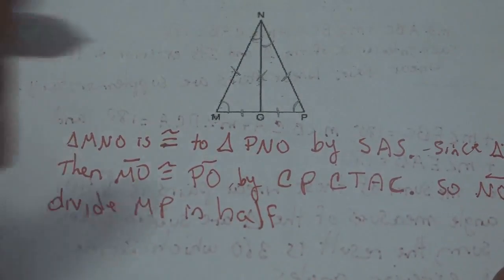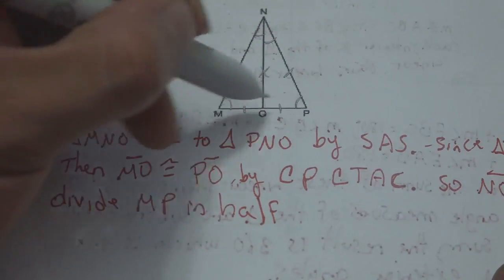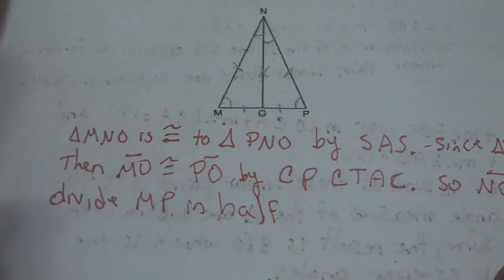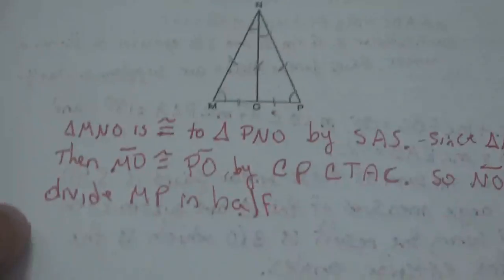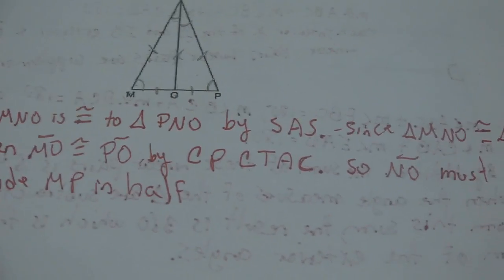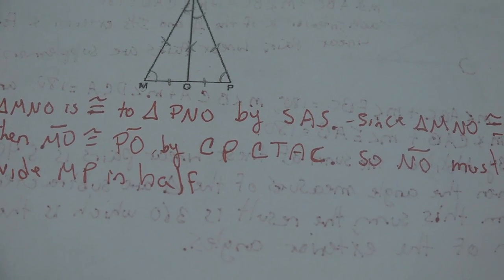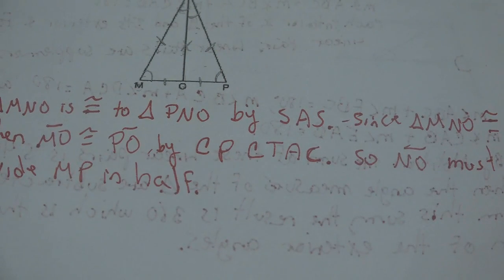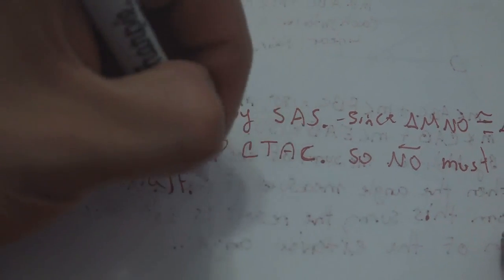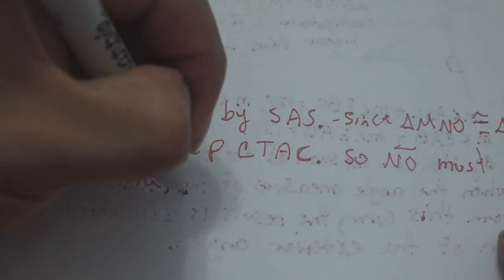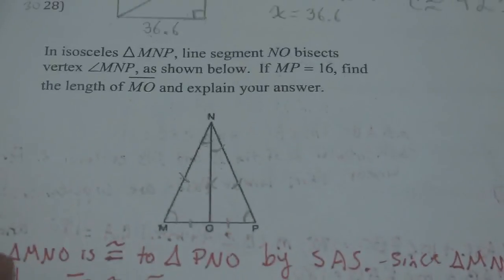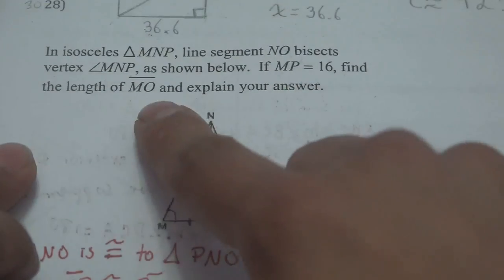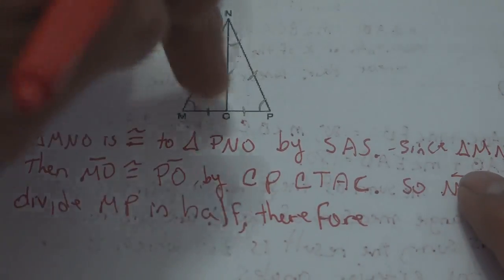Don't think that just because you see it here and it looks like they're congruent that you're gonna say they're congruent. No, you have to prove that they're congruent by analyzing the triangles. Okay, usually in geometry it's all about triangles and circles, so this one is about triangles. So anyway, so it divides MP in half. Okay, so what? Well, in half. Therefore, and look at what the question is. Find the length of MO.